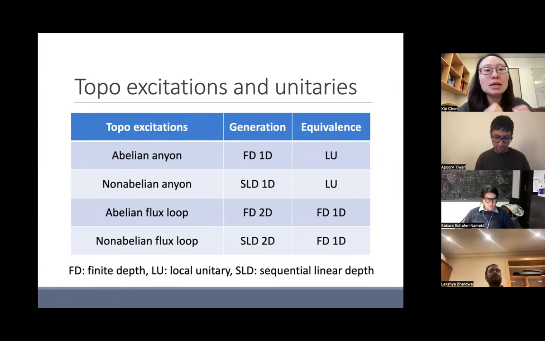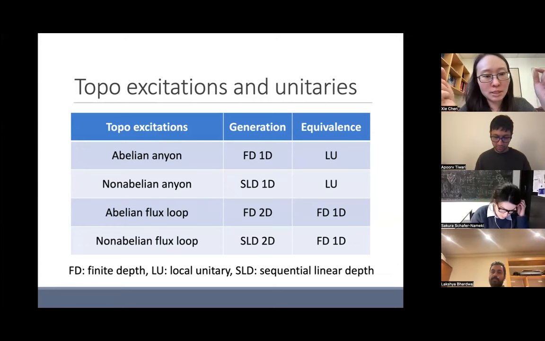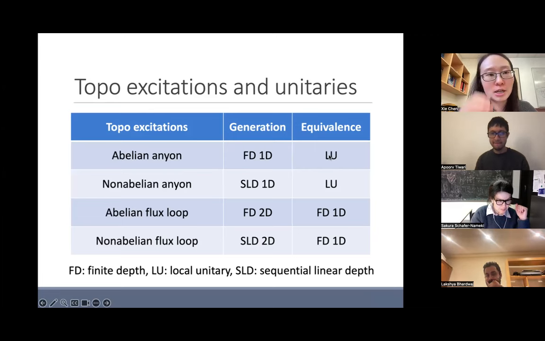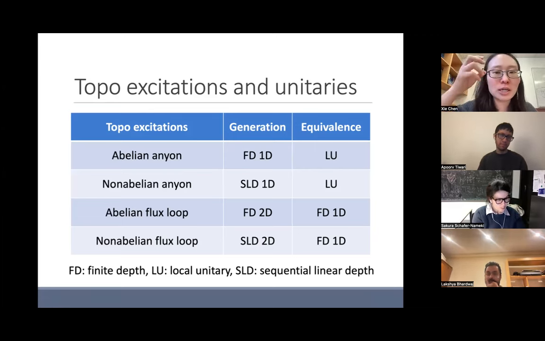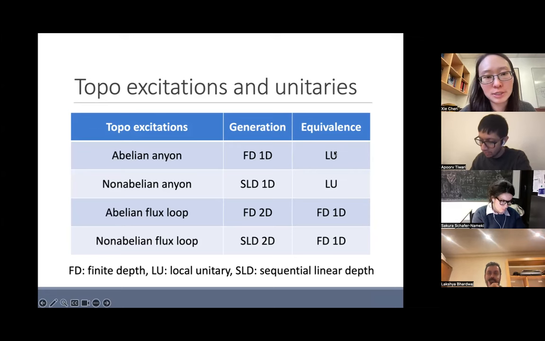So originally, we usually talk about anyons and flux loops, right? So if it's an abelian anyon, then to generate a pair of abelian anyons, we need a 1D unitary, we need a string operator. But if it's an abelian anyon, that string operator can be done in one step. But it has to be done in a 1D fashion. But in one step, we can generate a very far away pair of abelian anyons. So this is a finite depth 1D circuit for generation. And then the equivalence between abelian anyons is given by local unitary. By local, I mean zero dimensional local unitary, just on top of the anyon. So that's the equivalence. And that's what gives rise to, let's say, the fusion rule of the anyons.